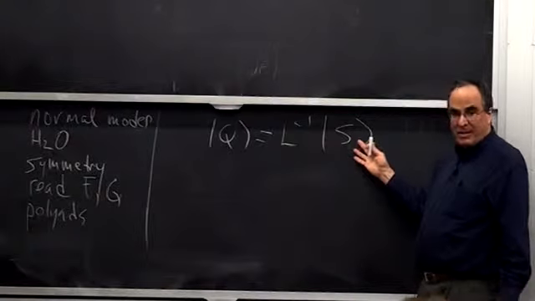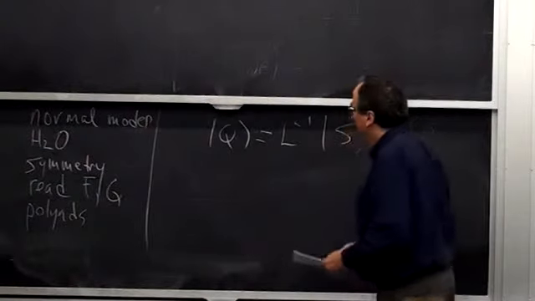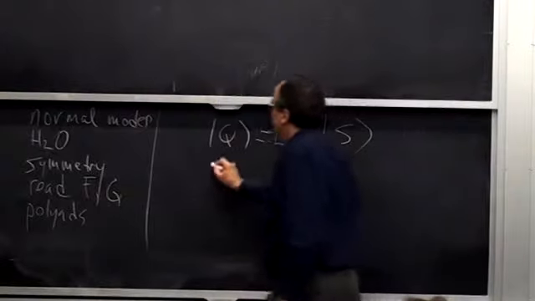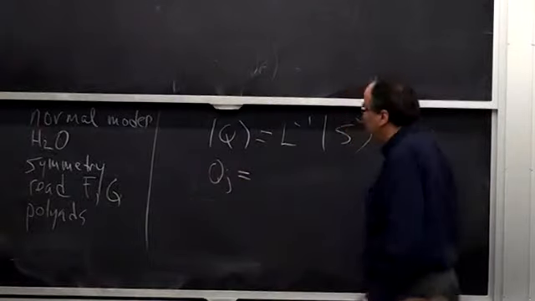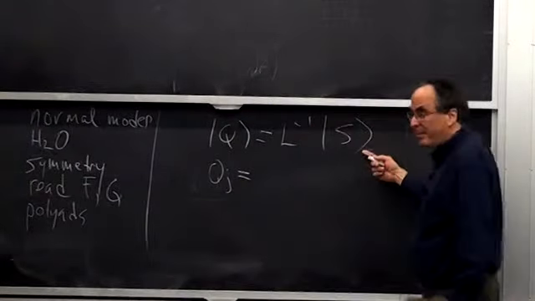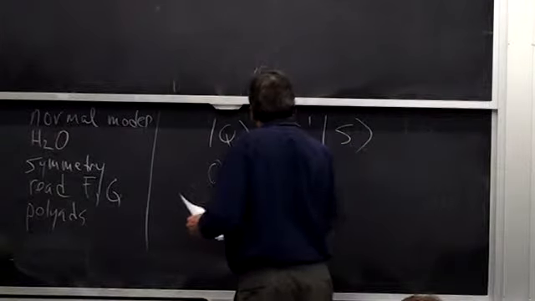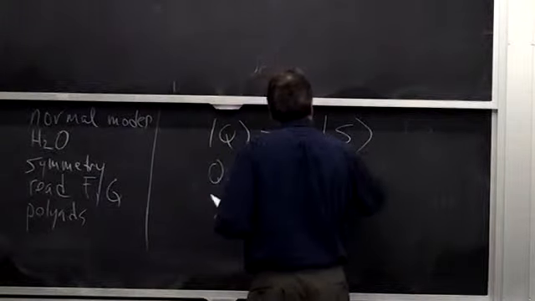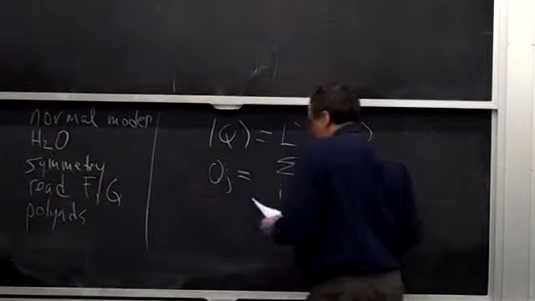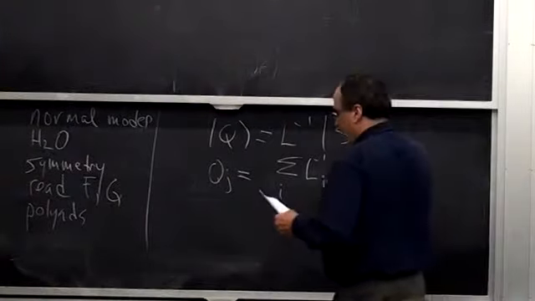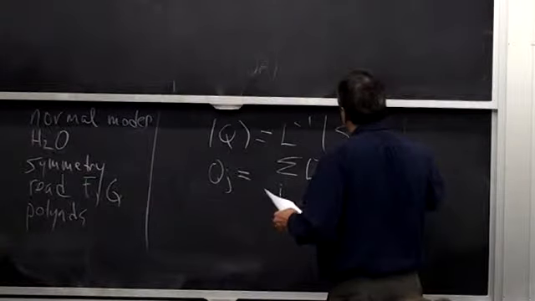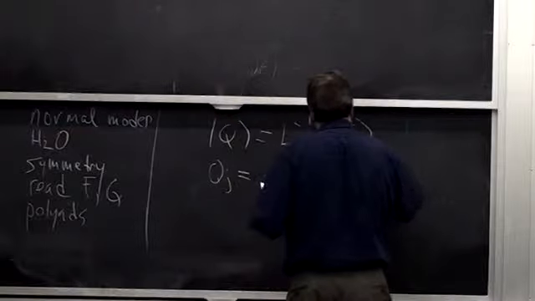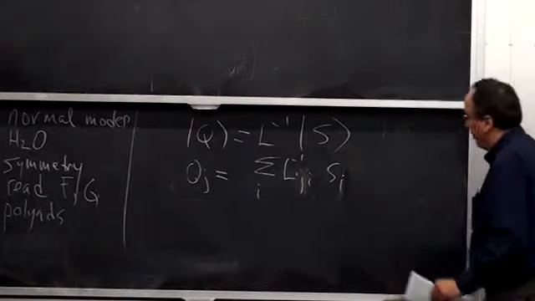This looks like quantum mechanics, but it's just a form of shorthand. And it says, okay, the jth normal displacement is given by the rules of matrix multiplication. So we would have a sum over i of L inverse ji S i, except that I did it wrong. Well, L inverse ji S i. That's good. Okay.